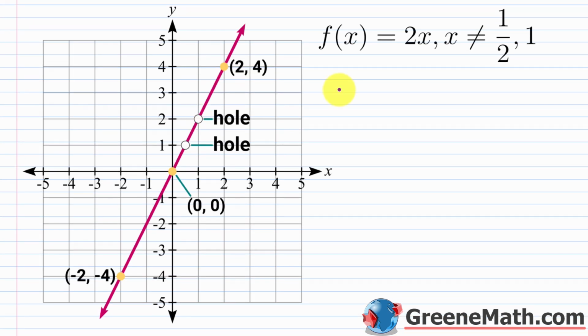So coming down to the graph, you would sketch f of x equals 2x, but where x is 1 half, and then also where x is 1, you're going to put a little hole in the graph. So right here, you have -2, -4, 0, 0, and 2, 4. And this right here would be 1 half, 1 normally. You're going to put a hole there because this function is not defined where x is 1 half. And then normally this would be 1, 2. But again, you're going to put a hole there because this function is not defined where x is 1.